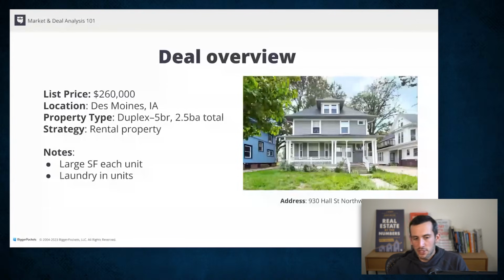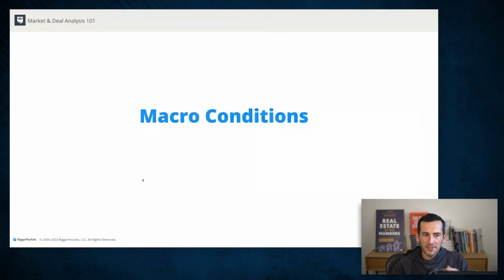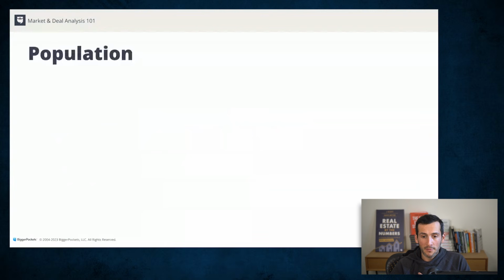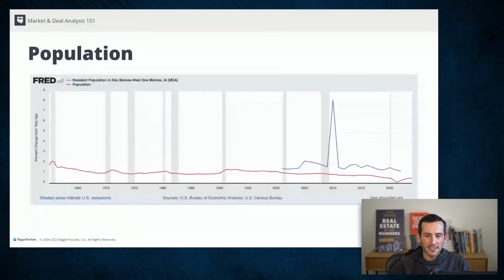So I'm going to actually just pop out of my screen share here for a second and move over to the BiggerPockets calculator. So this is the deal we're going to do. And I'm going to just dive into it. So the first thing, again, step one is macroeconomic conditions. So I pulled this data from the FRED website. And basically what I looked at here were the 3 data points that I was talking about.